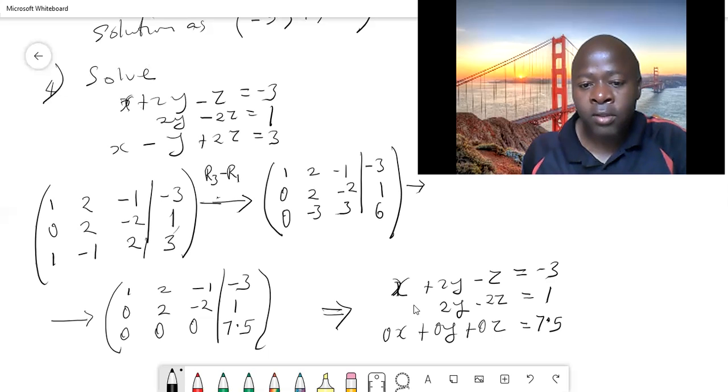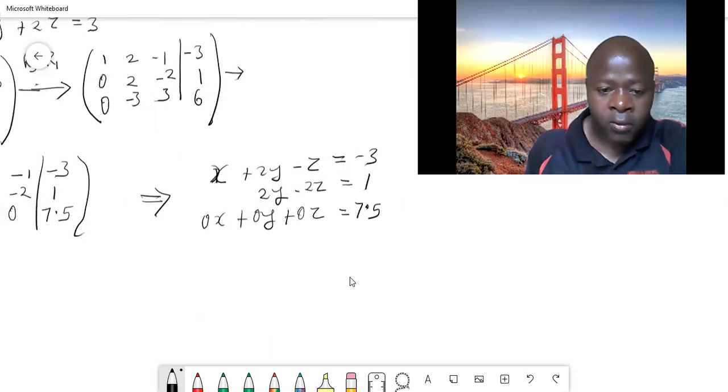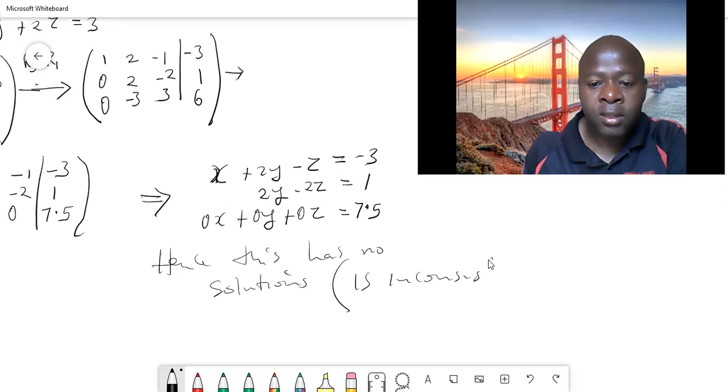Because we cannot find those values x, y, and z which will multiply by 0, plus 0 times that, plus 0 times that, and give us 7.5. And hence, this system has no solutions, or is inconsistent.